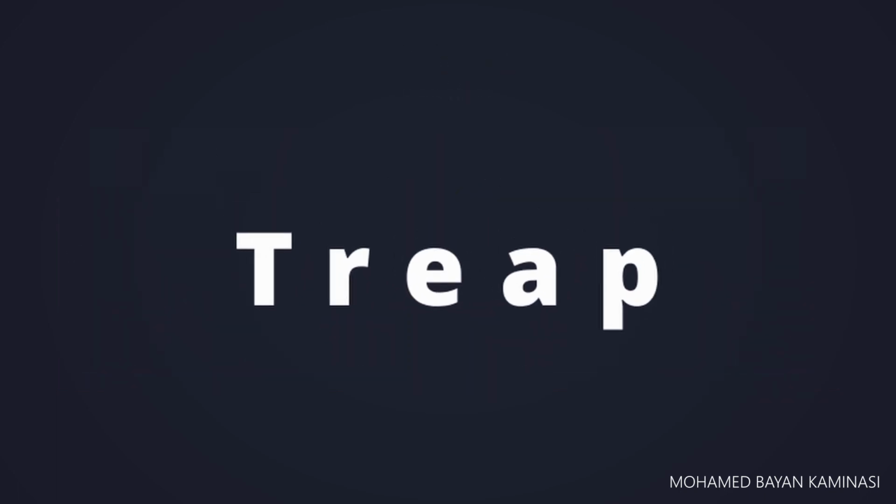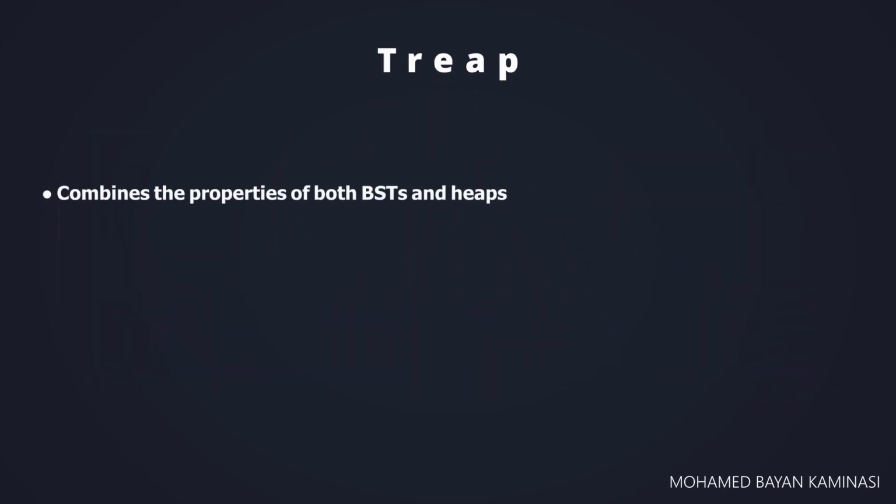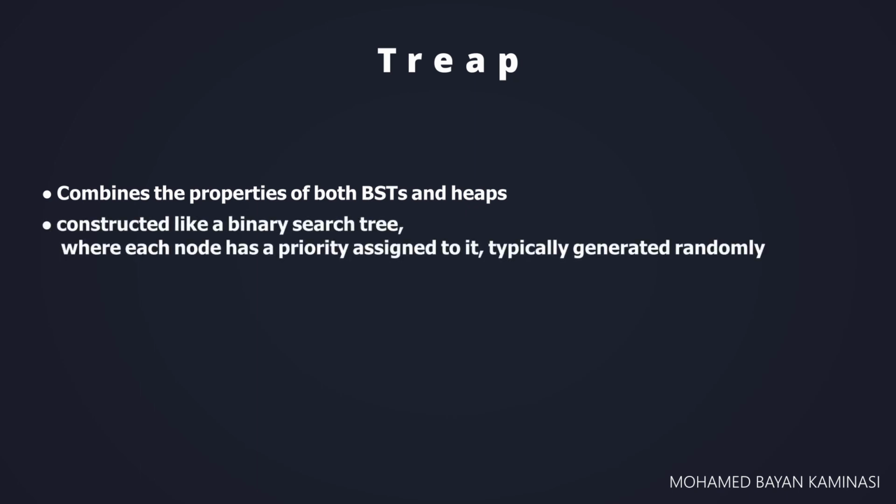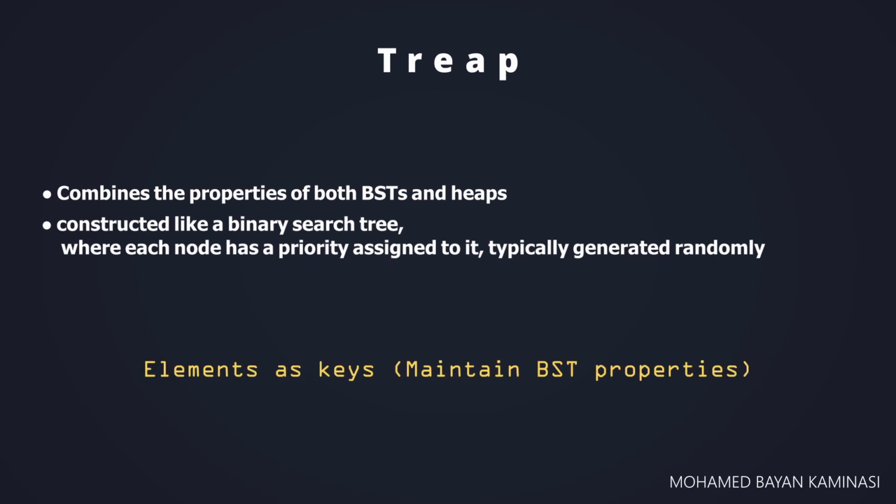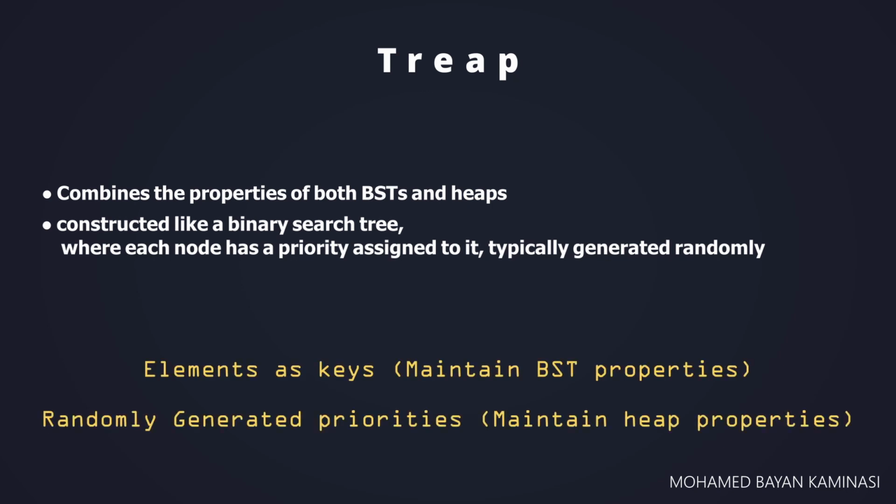Now let's talk about treaps, which combine the properties of both BSTs and heaps. A treap is constructed like a binary search tree, where each node has a priority assigned to it, typically generated randomly. So we use the elements that we want to store as keys and maintain the BST properties, and assign randomly generated priorities and maintain the heap properties for the priorities. This is the constructor of a treap. It initializes a random priority for each key.